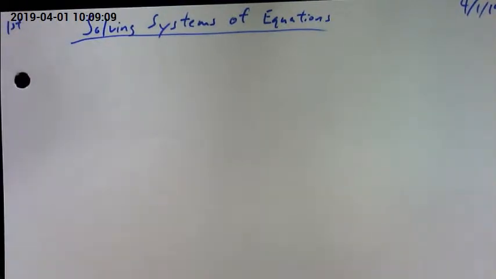So again, today we're solving systems of equations, and there's three different methods that we're going to use to solve systems. But before we actually get into the different methods, what is a system? So anytime we talk about a system of equations, again, equations being plural, we're talking about more than one equation. So a system of equations is when you have more than one equation that are related to each other with the same variables.